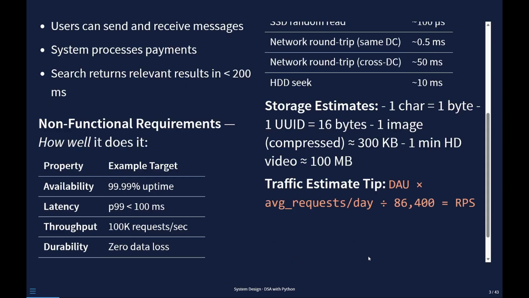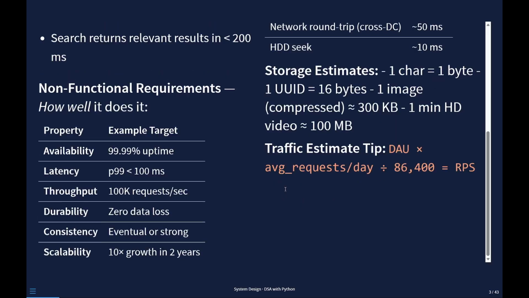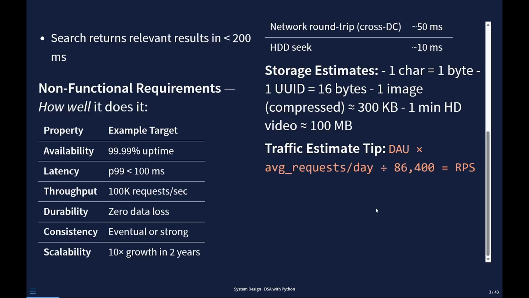For storage, 1 character is 1 byte. A UUID is 16 bytes. A compressed image is about 300 kilobytes. 1 minute of HD video is roughly 100 megabytes. And the key formula for traffic estimation. Take your daily active users, multiply by the average number of requests per user per day, divide by 86,400 seconds, and that gives you your requests per second. Simple, powerful, and expected in every interview.